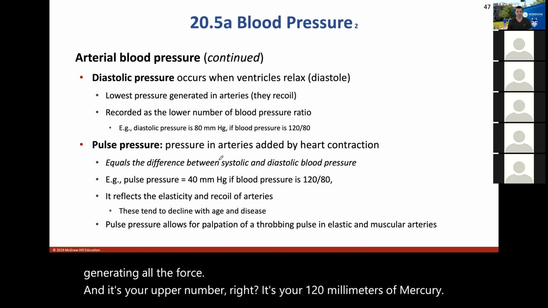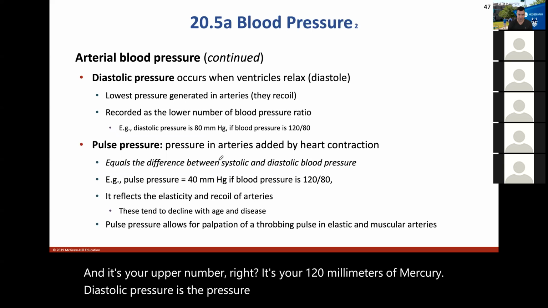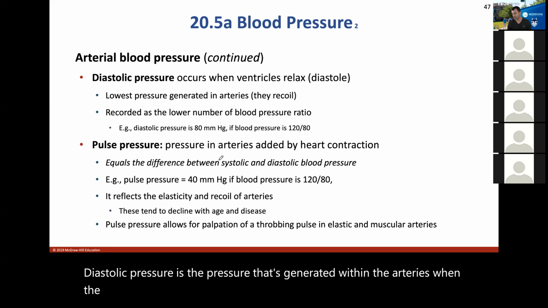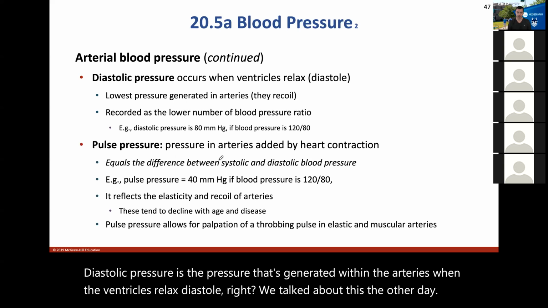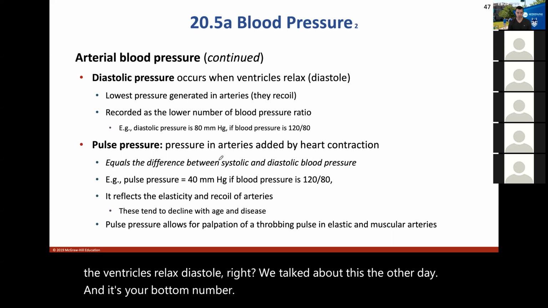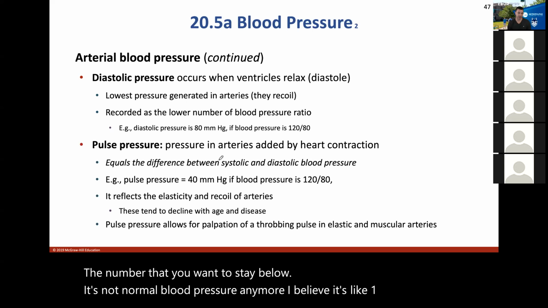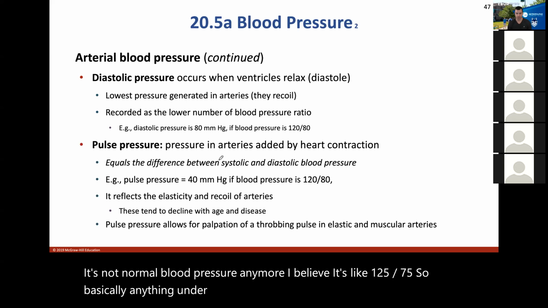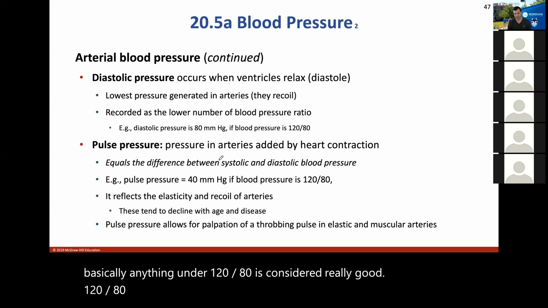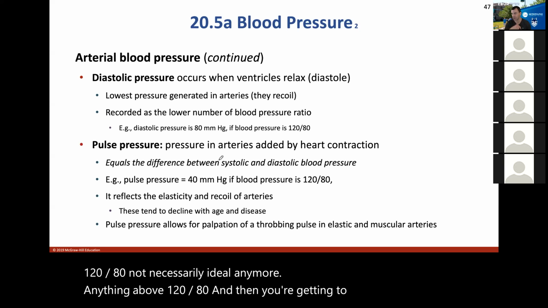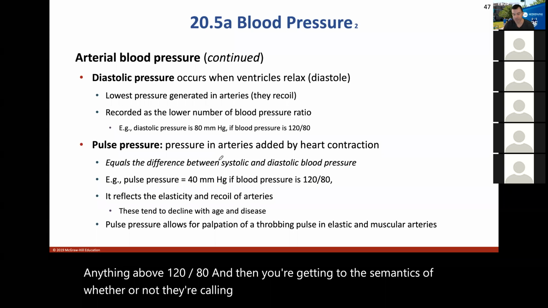Diastolic pressure is the pressure that's generated within the arteries when the ventricles relax. Diastole, right? We talked about this the other day. And it's your bottom number. And 120 over 80 is the number that you want to stay below. It's not normal blood pressure anymore. I believe it's like 125 over 75. So basically anything under 120 over 80 is considered really good. 120 over 80, not necessarily ideal anymore. Anything above 120 over 80, and then you're getting to the semantics of whether or not they're calling it hypertension type 1, 2, or whatever they come up with anymore.